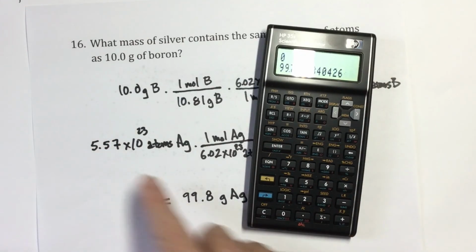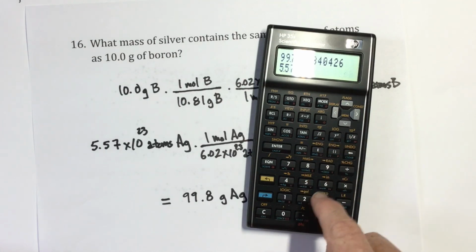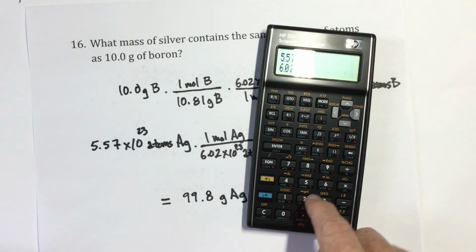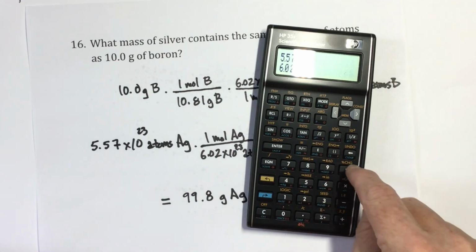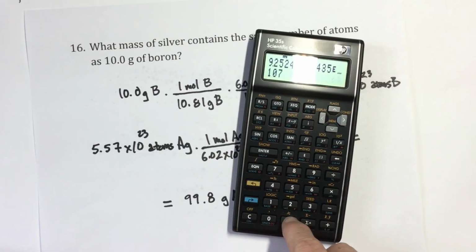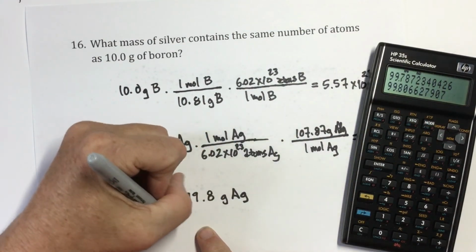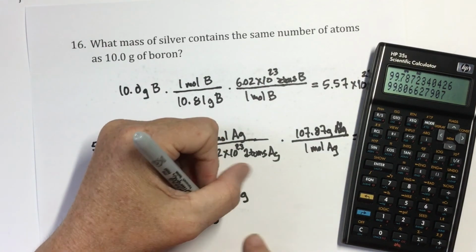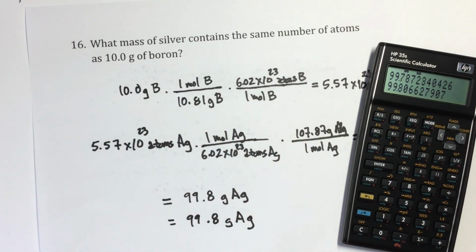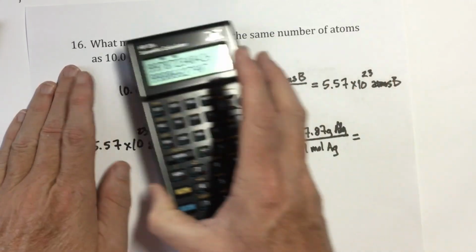Now that was using the value from the previous calculation that was already on my calculator screen. So let's calculate it just typing in fresh. 5.57 e to the 23rd, 6.02 e to the 23rd, divide, and 107.87 times. Well, that comes out to precisely 99.8 grams of silver.